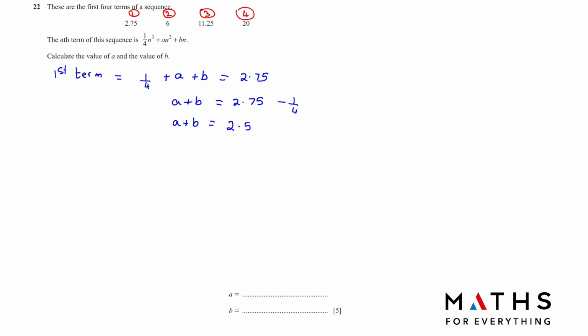We got 2.5. Now it is up to you which number you want to choose, the second term or the third term or the fourth term. I'm choosing the second term. It means my n is 2. So 1 over 4, 2 to the power of 3 plus A, 2 to the power of 2 plus B multiplied by 2 is equal to 6.